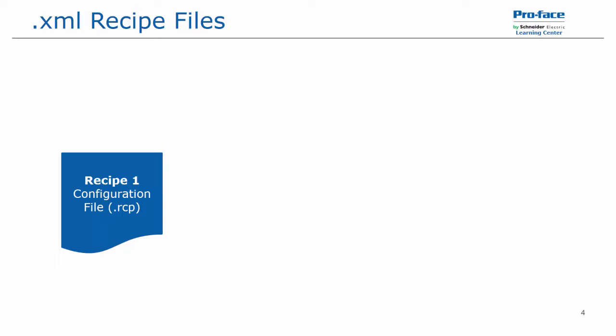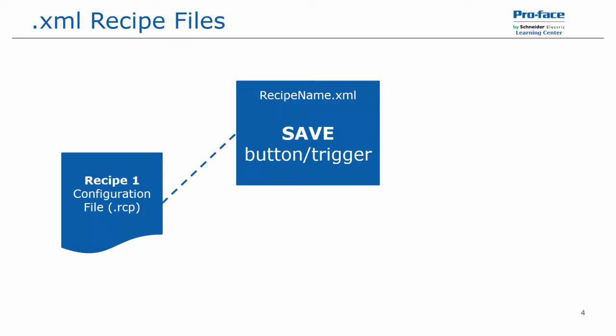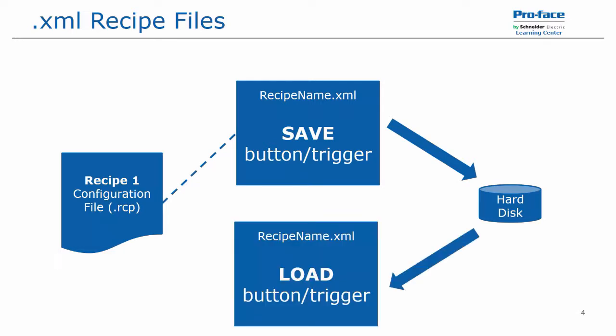And how the process works, you first have a recipe configuration file, which is an RCP, which corresponds to the recipe worksheet. Then with a save button or trigger on a screen or through a script, you would save the recipe with a name, then the .xml format. And then that would be written to the hard disk. And then via a load button or trigger through the application, that same data would come in under the same recipe name and be loaded back into the recipe configuration file.